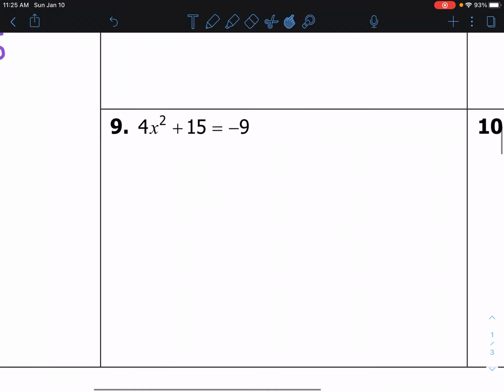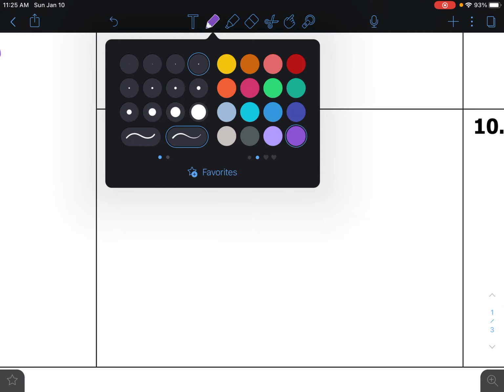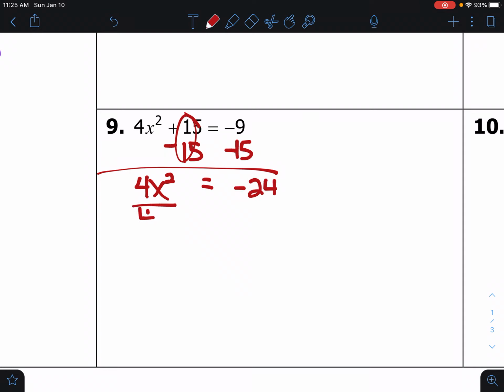A little bit trickier one here. Again, when you do these, you always want to isolate the x squared and then take the square root. So once again here, I would subtract 15 from both sides of the equation, get 4x squared equals negative 24. Divide by 4, I get negative 6. Take the square root.